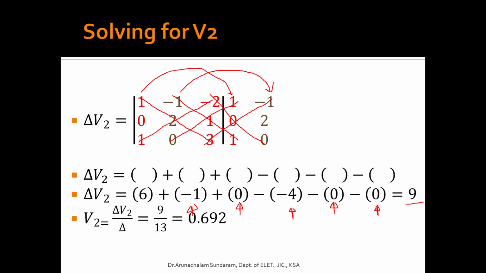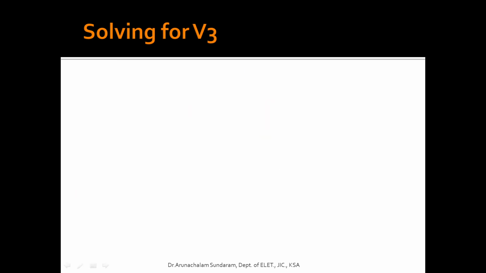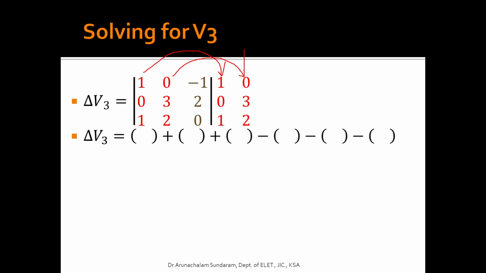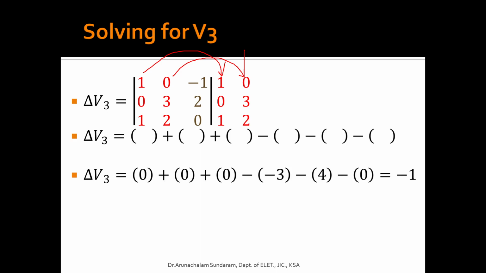So what is V2? Delta V2 by delta. The delta is common, the denominator is common. So 9 by 13 is 0.692. So how do you do V3? We have to replace the third column with the constant. We remove the column corresponding to V3 and replace it with the constant. After that, again we reproduce the first column and the second column one more time. Then we fill 6 numbers. All of you know how to fill these 6 numbers and calculate delta V3.